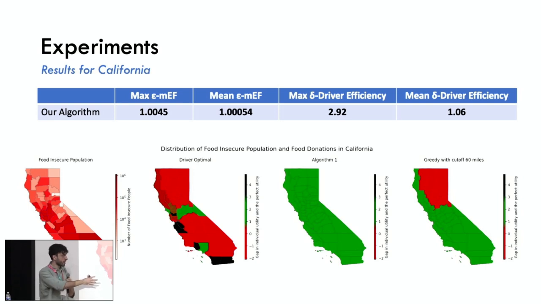The second one is our algorithm, which we can see that performs very, very well, as our theoretical results would indicate. And the last one is the greedy with some specific cutoff. And the best for the food banks, of course, will also perform very well in distributing the food evenly, but as we would expect, the results show that the driver efficiency is very bad.